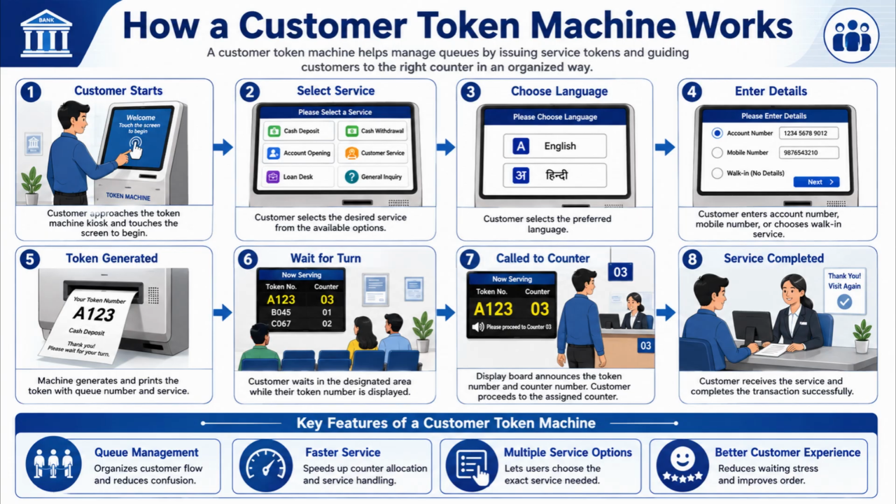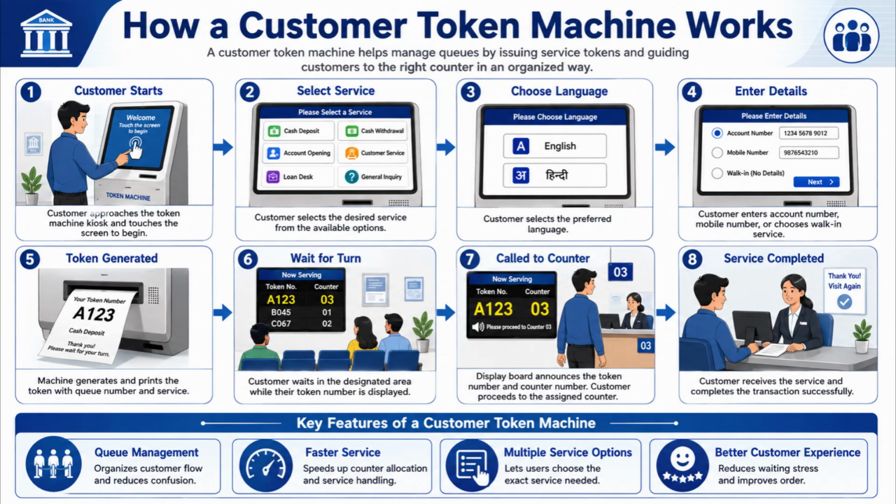Once the details are entered, the machine generates and prints the token. The token usually contains the queue number and the selected service type. At this point, the customer has an official place in the service queue. After receiving the token, the customer waits in the designated area. Meanwhile, a display board or calling system shows the token numbers being served and the corresponding counter numbers. This allows customers to wait comfortably instead of standing in a crowded line.